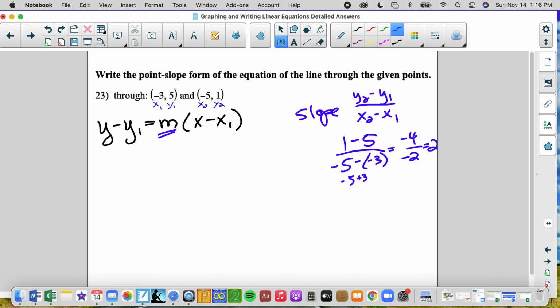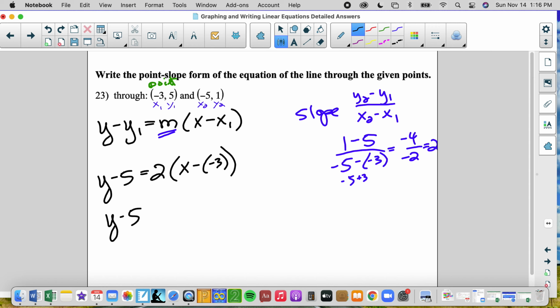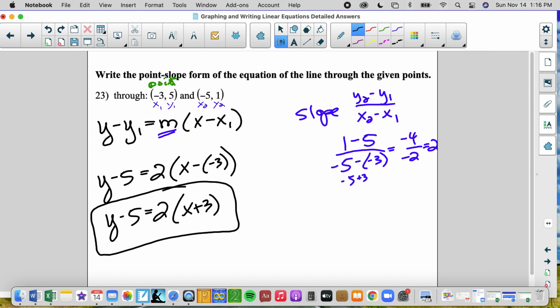And now we can pick a point. Let's pick this point as the one that we will substitute into our template. So it says y minus my y sub 1, which is 5, equals m, my slope, which is 2, times the quantity x minus my x sub 1. So we can simplify that, and we mean simplify meaning getting rid of those double signs. I expect you to get rid of the double signs. Good?